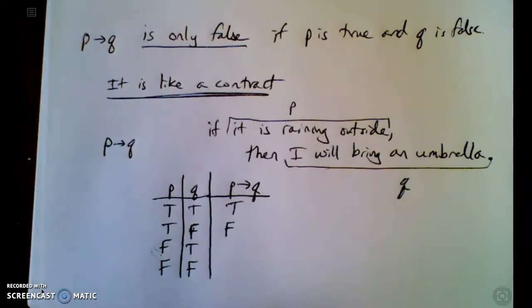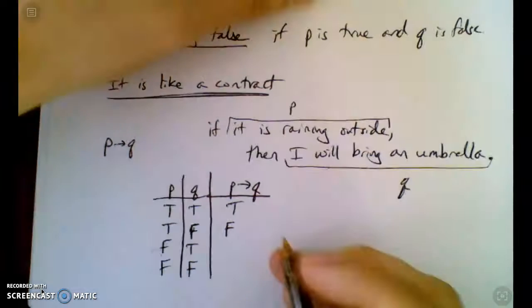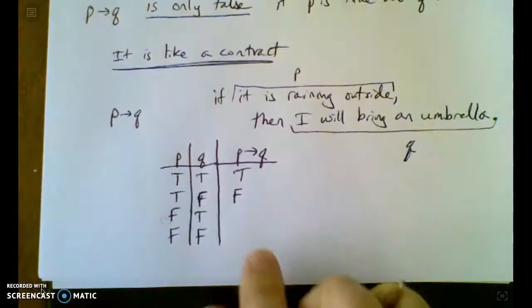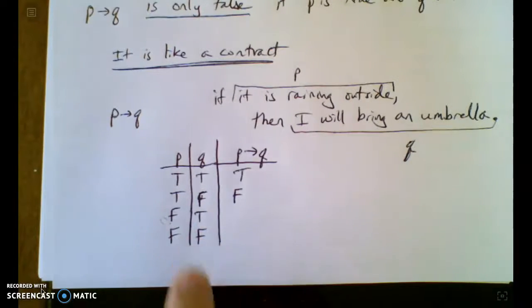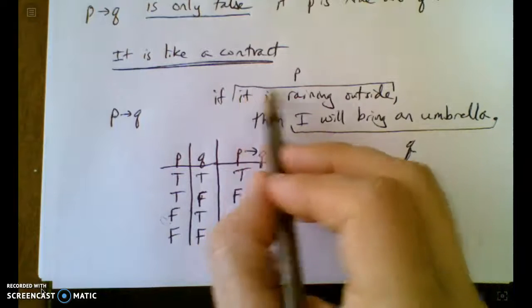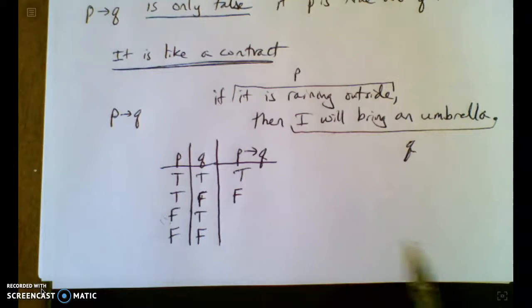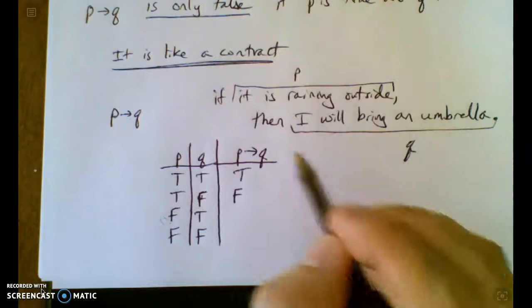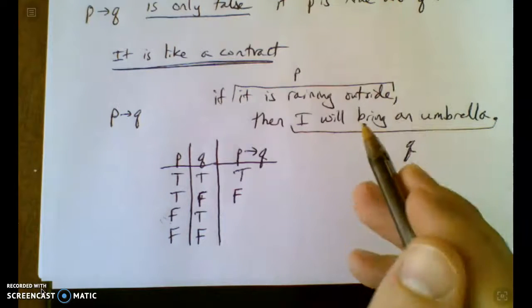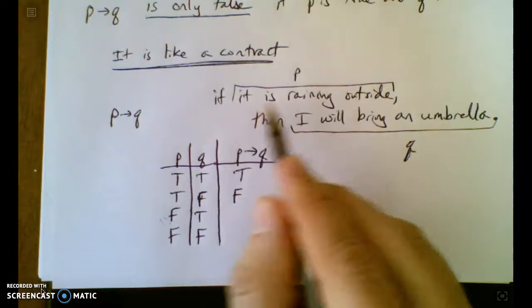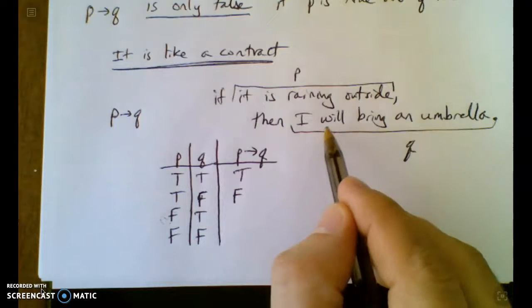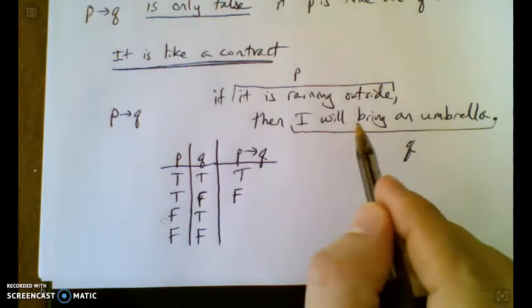Actually, both of these are weird for people because it's weird when you think the back part's true, or the back part's false. So let's say, okay, now it's not raining outside, but you see me walking around with an umbrella. Am I a liar or not? Well, the problem is, if the first part of the contract isn't even set up, then it does not matter what I do on the back end.